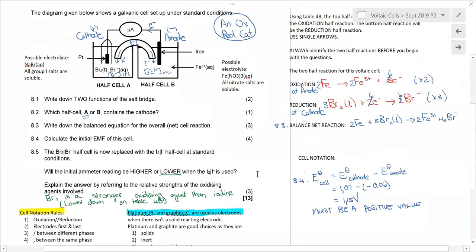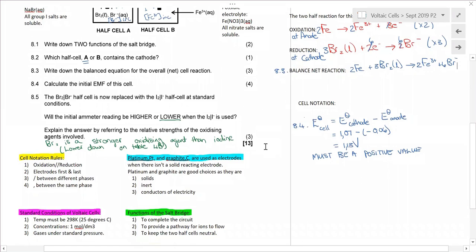I said that in this half cell, we have a platinum electrode because there is no metal that can act as an electrode, or no solid that can conduct that acts as an electrode, unlike half cell B, where we have an iron electrode, where iron is your reactant. If your electrodes are not metal reactants or products, you're going to have to use graphite or platinum.